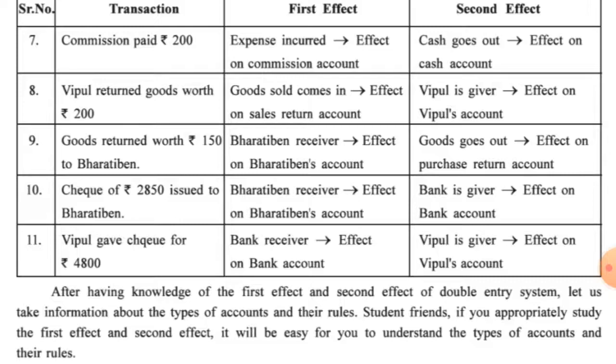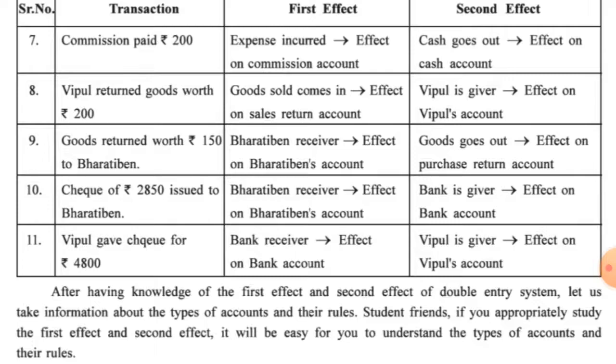Then afterwards, Vipul returned goods worth rupees 200. It means whatever goods we have sold to Vipul, now he is returning that much amount of goods to us. Previously we had sold, now those goods are being returned by them. So it is called sales return.